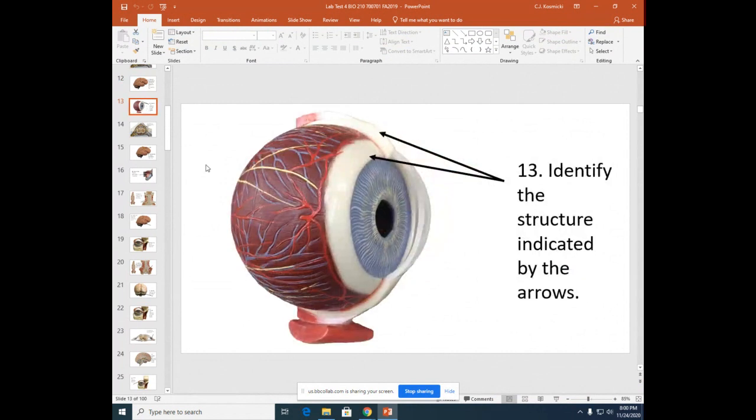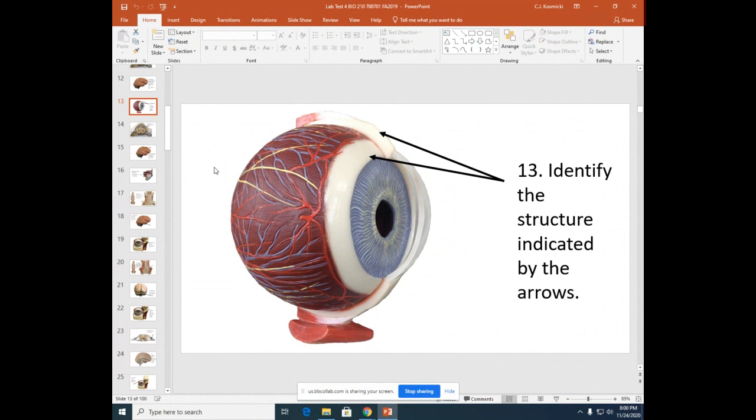Oh, back to the eye. Here we go. Identify the structure indicated by the arrows. Okay. It's part of the fibrous tunic. All right, if that helps, it's the outermost layer of the eye. And there's only two parts to the fibrous tunic. And this is where your extrinsic eye muscles will attach onto this structure. Throwing in some lecture in there for you.